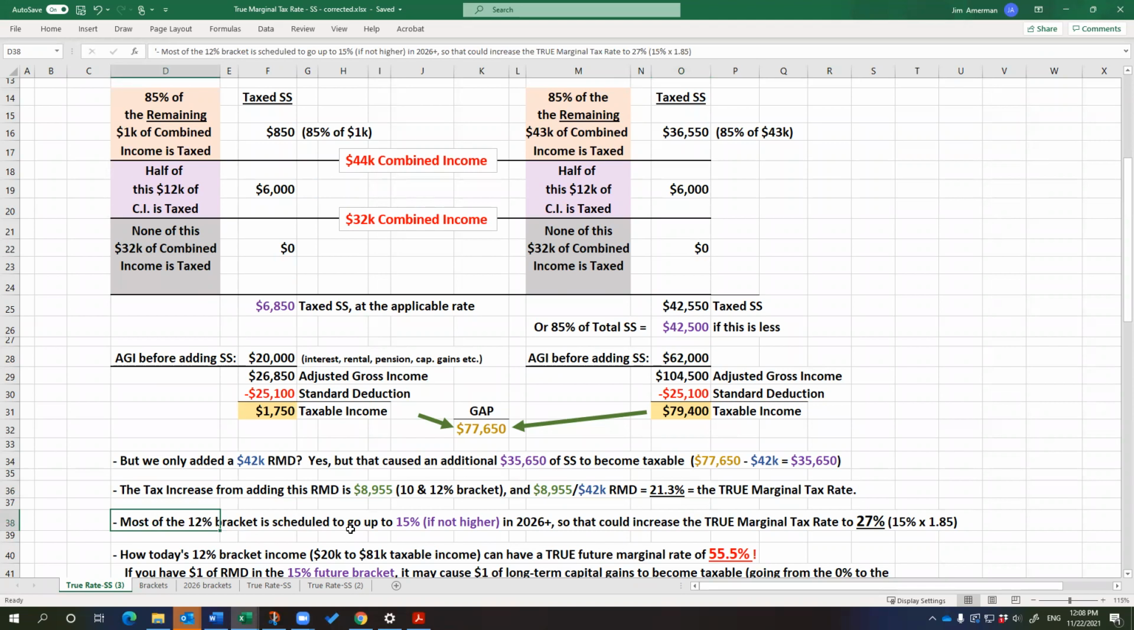Most of the 12% bracket is scheduled to go up to 15%, if not higher, in 2026, when the current tax laws expire. The Tax Cuts and Jobs Act, TCJA, expires in 2025. And we go back to the tax rates we had before that, which were higher. And if you're looking at your retirement tax rates and you're thinking you're in the 12%, well, it's probably going to be 15%. And that's going to mean that we're looking at a 27% true marginal tax rate if the Social Security phenomenon applies to you.